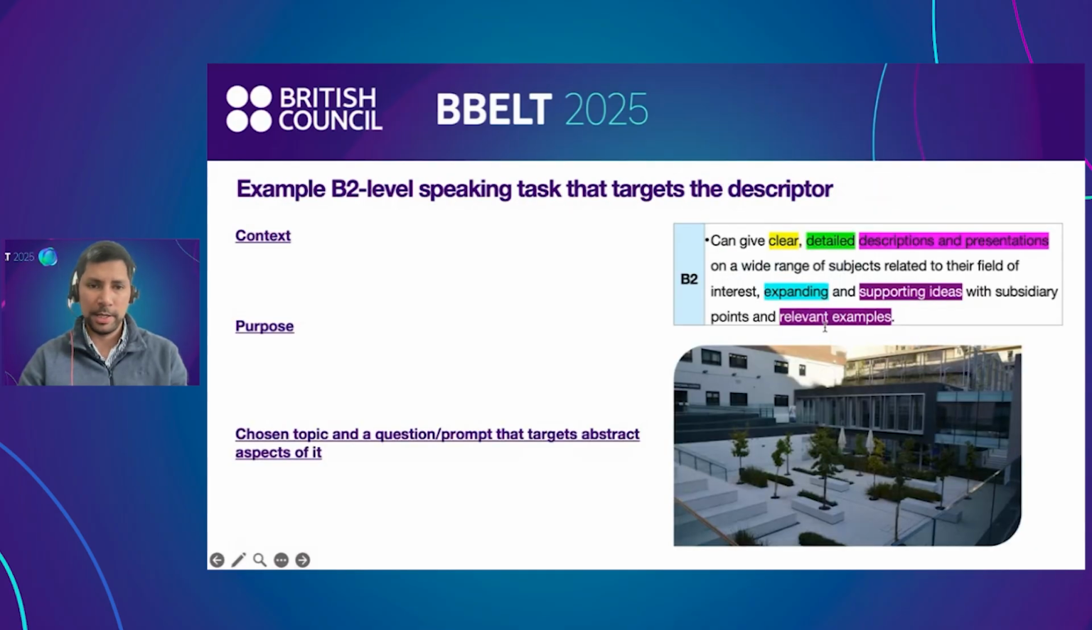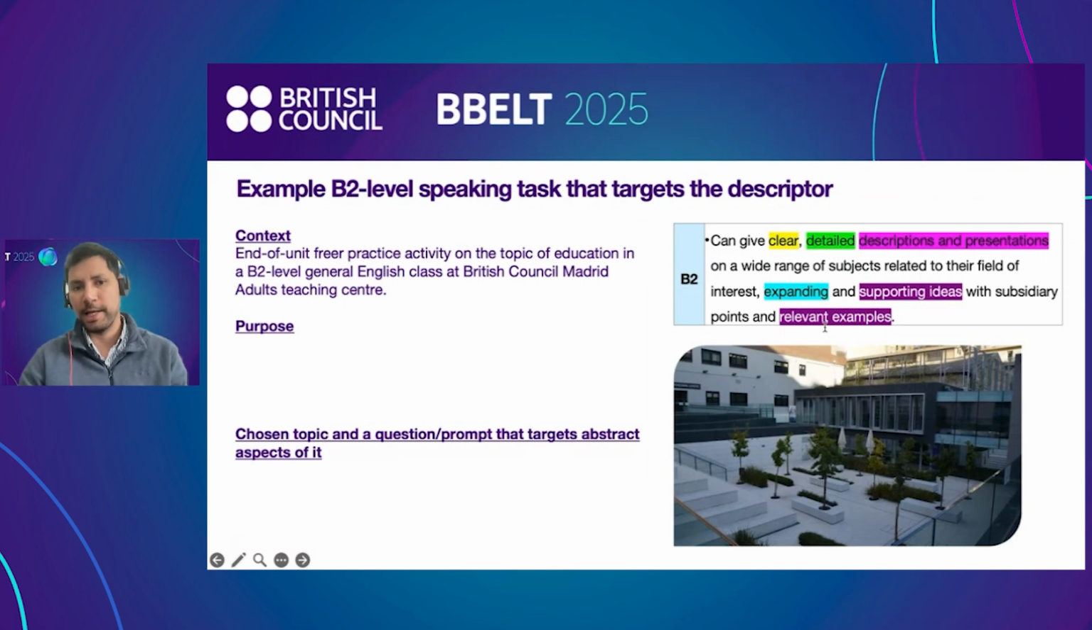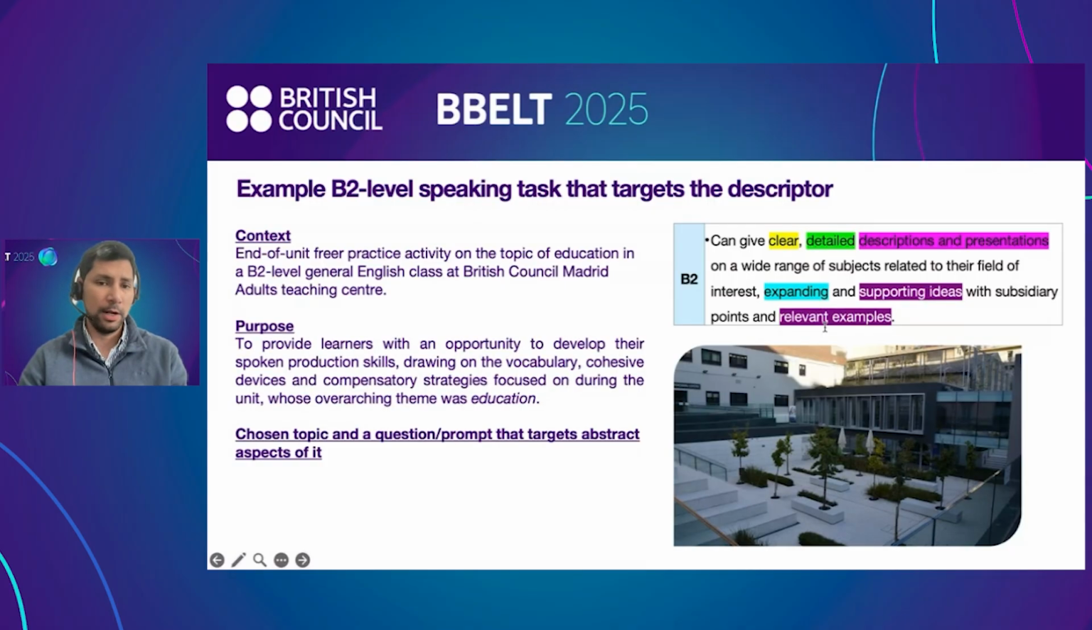So let's imagine the context is an end of unit freer practice activity on the topic of education in a B2 level general English class at the British Council Madrid Adults Teaching Centre. The purpose of the task is to provide learners with an opportunity to develop their spoken production skills, drawing on the vocabulary, cohesive devices, and compensatory strategies focused on during the unit, whose overarching theme was education. And my chosen topic and a question or prompt that targets abstract aspects of it is digital education in the future, the pros and cons.